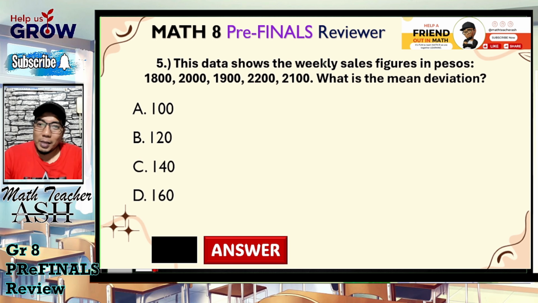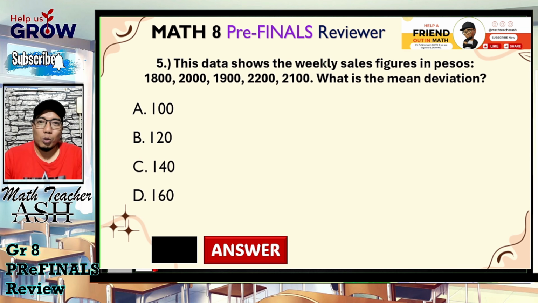What do we do with our mean? Very good. So next, we will subtract it to each value in the given data. So, 1,800 minus 2,000, 2,000 minus 2,000, 1,900 minus 2,000, 2,200 minus 2,000, 2,100 minus 2,000. Since we are using absolute value in this case, for the first value, we have 200. For the second value, we have 0. For the third value, we have 100. For the fourth value, we have 200. And for the fifth value, we have 100.